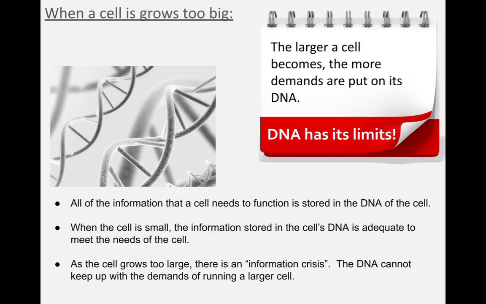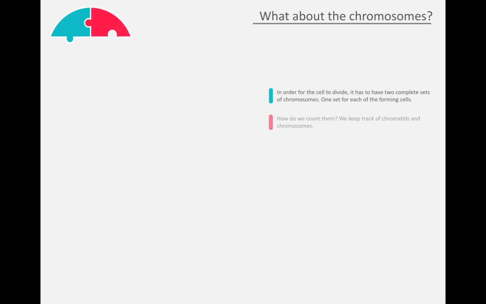So all of the information that a cell needs to function is going to be stored in the DNA of the cell. And when a cell becomes larger, there's too much demand put on its DNA to adequately meet the needs of the cells. And so as the cell grows too large, there's this information crisis. And since the DNA can't keep up with the demands of running the larger cell, the cell dies. So we know that cells have to divide and they don't just grow.